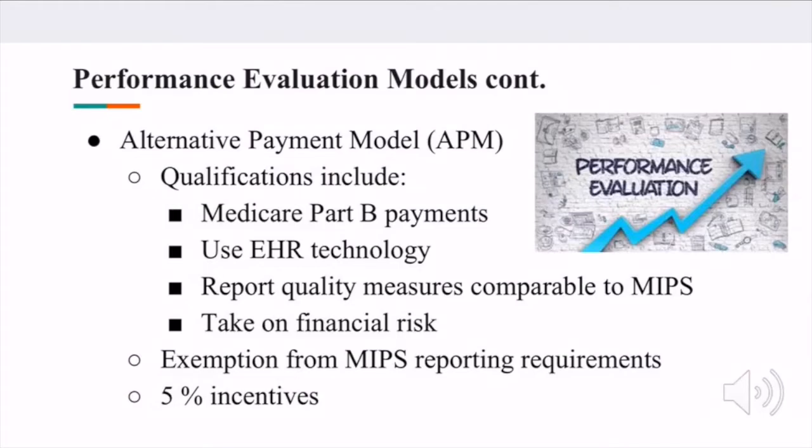As of 2018, qualifying participants of APM have to receive at least 25% of Medicare reimbursement or see at least 20% of Medicare patients. If the qualifying participant meets these threshold levels, they will be exempt from MIPS reporting and will be eligible to receive a bonus payment of 5% of the previous year's Medicare Part B payments.